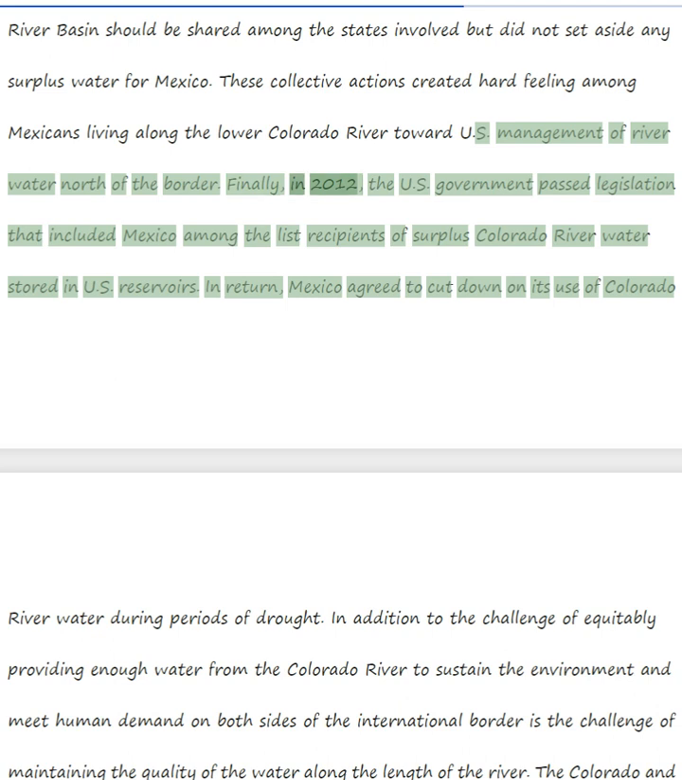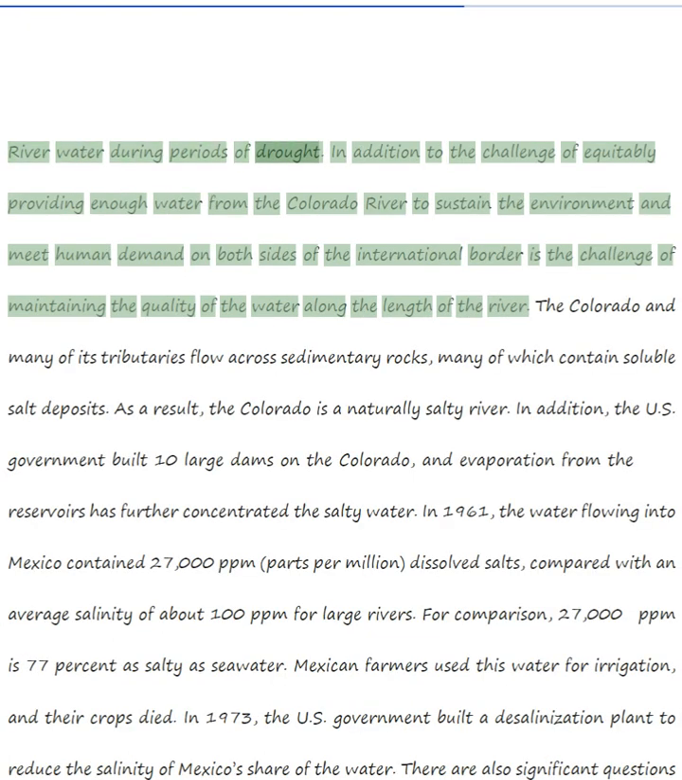Finally, in 2012, the U.S. government passed legislation that included Mexico among the list of recipients of surplus Colorado River water stored in U.S. reservoirs. In return, Mexico agreed to cut down on its use of Colorado River water during periods of drought.